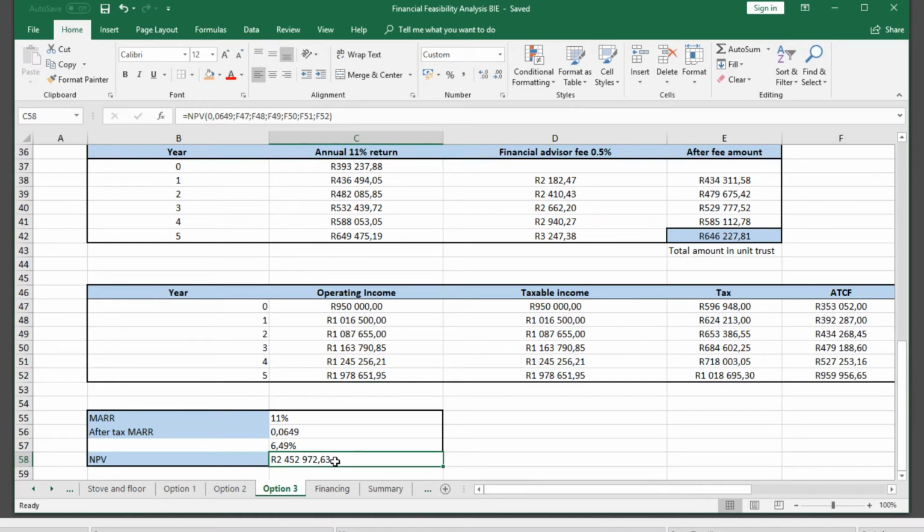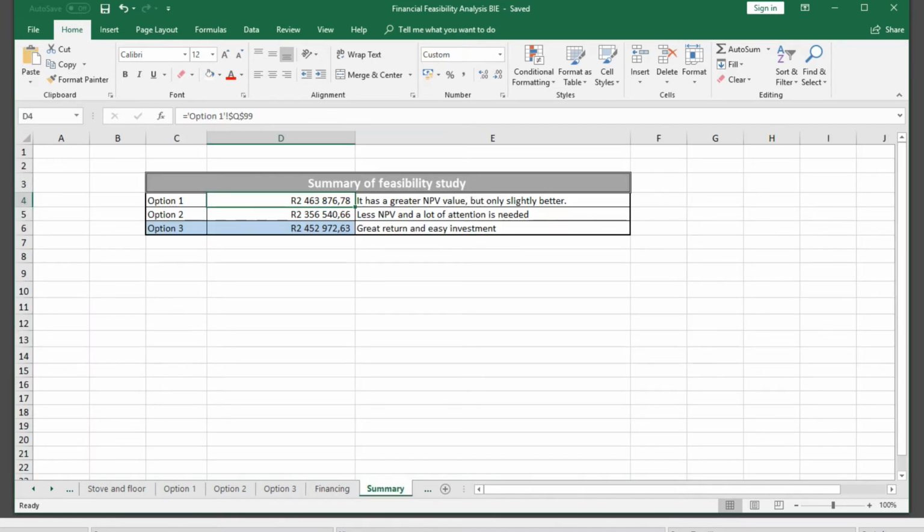determine the NPV value. In conclusion to our feasibility study, we see that option 1 has a greater NPV value than all the other options, but only slightly higher than option 3. Regarding the effort and attention needed to rent an apartment for 5 years, it won't be worth the difference. Therefore, she should invest in option 3, as it is relatively safe and gives a great return at the end of a 5-year period. Thank you.